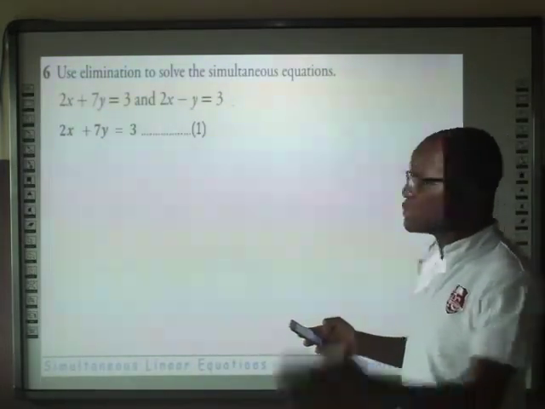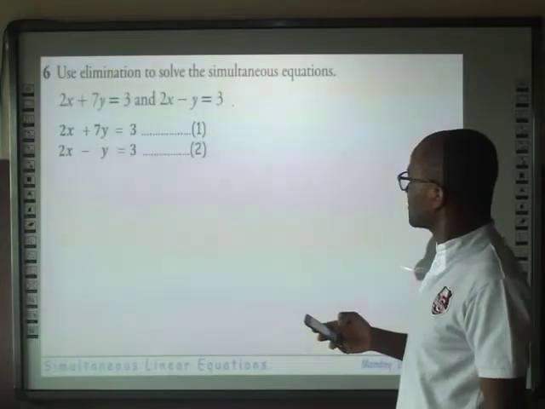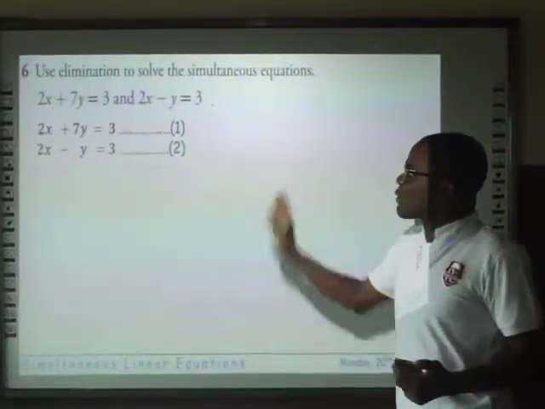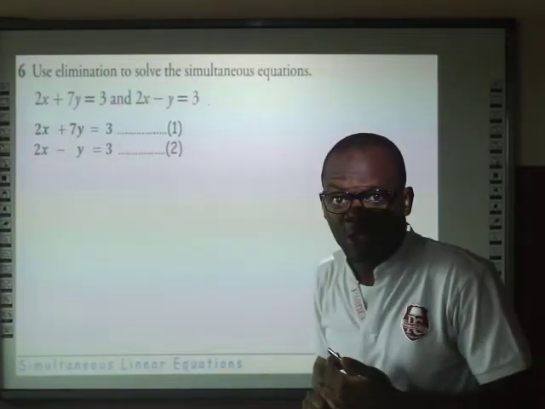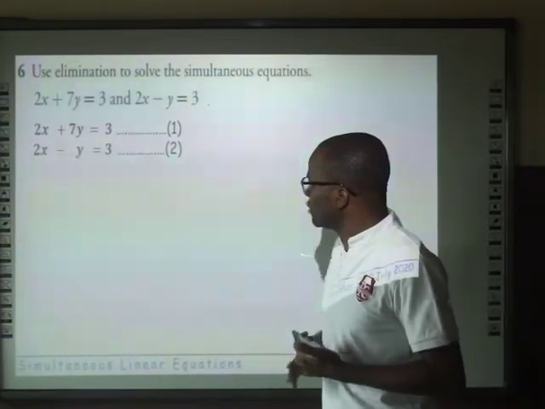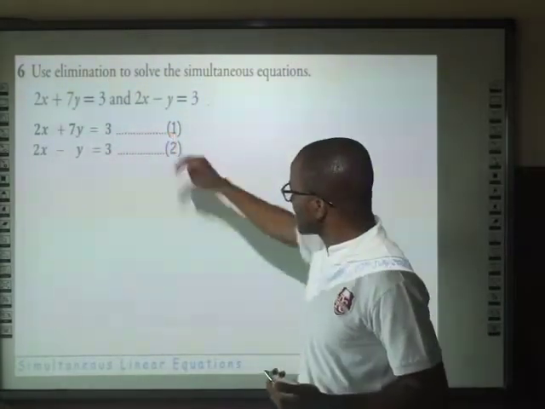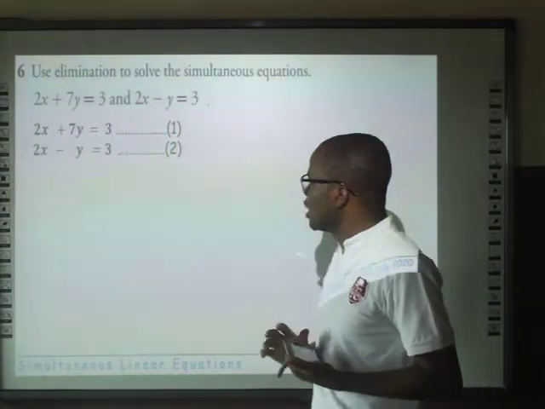2x plus 7y is equal to 3, equation 1. And then 2x minus y is equal to 3, equation number 2. Right, so question number 6, we're not to use elimination method this time around. And there you go, you've got the first equation, 2x plus 7y is equal to 3. And then the second equation, 2x minus y is equal to 3.